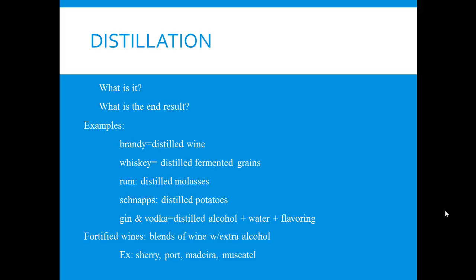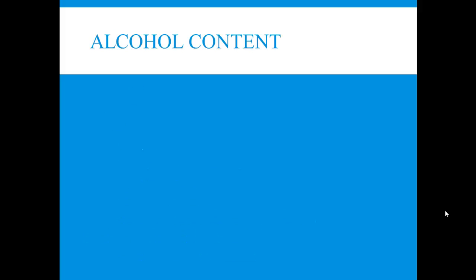Okay. And then you've got fortified wines. These are wines that have extra alcohol added to them. Your sherries, port, madeiras, muscatels. And if you are of drinking age and have had one of those, then you'll notice that people are usually drinking very small amounts of those. Sometimes those are after dinner drinks or sometimes what we call aperitifs. And those tend to have a higher alcohol content than just a regular wine that we might have with dinner.